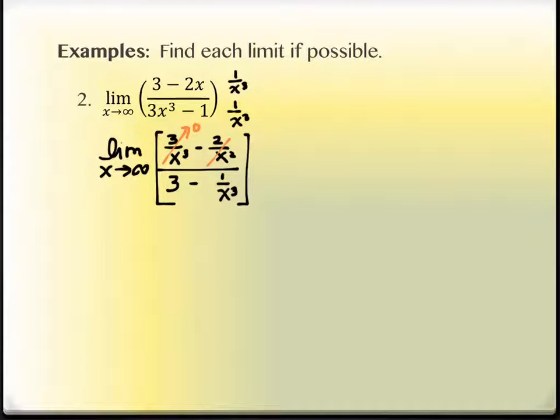Anything that's left over x to some power goes to 0. So I'll write them all out here just to be really clear. This says 0 minus 0 over 3 minus 0, because 3 is a constant and everything else is zeros. Well, when I do this, I get 0 in the numerator and 3 in the denominator, so this limit is 0.